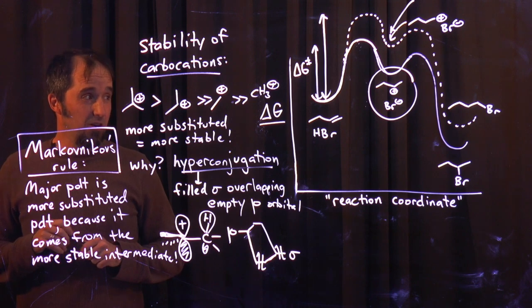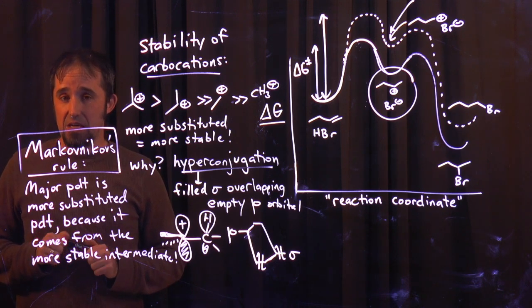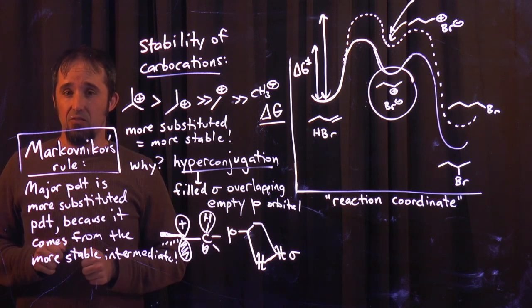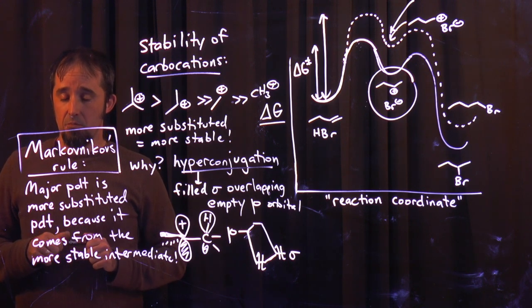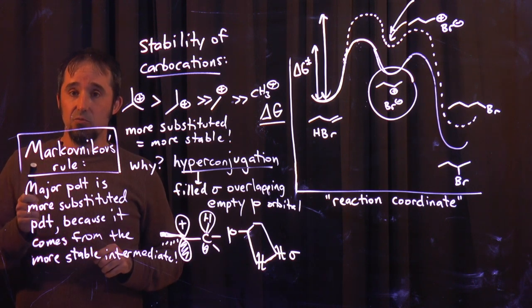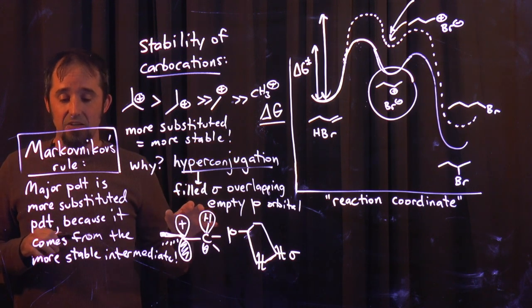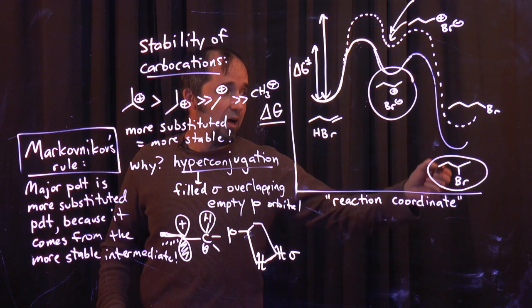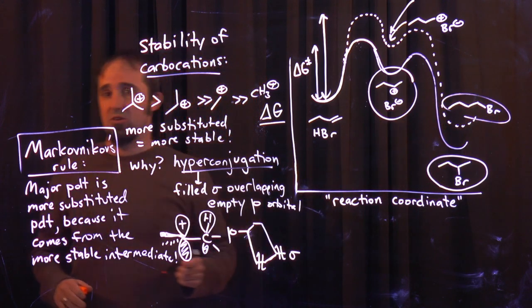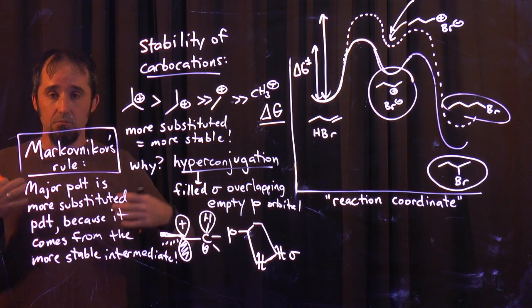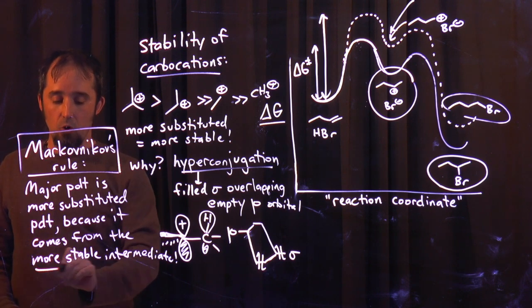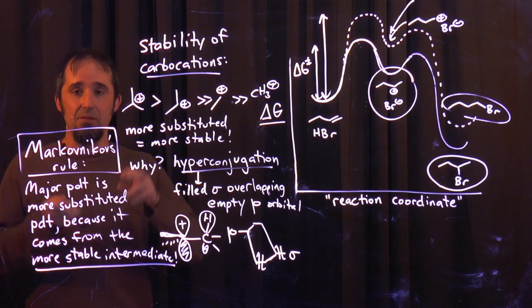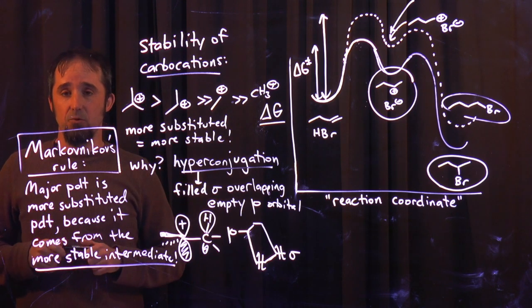Markovnikov did his work more or less at the same time as the periodic table was put together. So I think Markovnikov's rule actually predates Mendeleev's periodic table by a few years. But they were more or less at the same time. Markovnikov's rule tells us that the major product in this reaction is going to be the more substituted product. So the more substituted bromide is going to be major over the less substituted bromide. And that's because the more substituted product comes from the more stable intermediate. So sometimes we will get the Markovnikov product from this reaction.